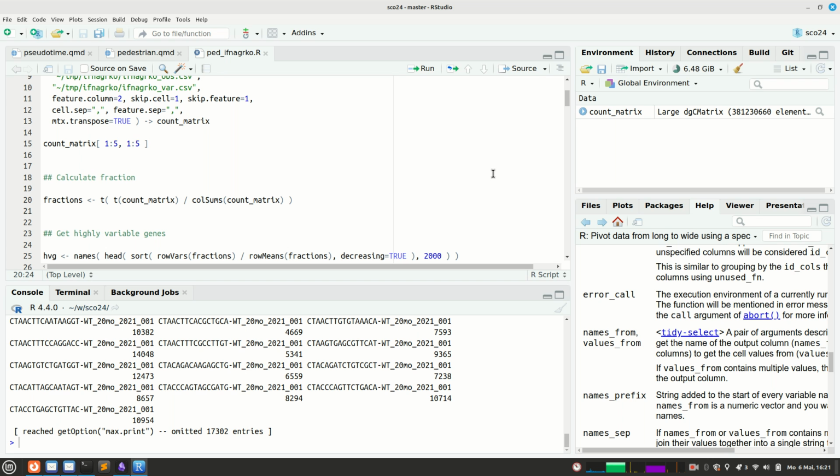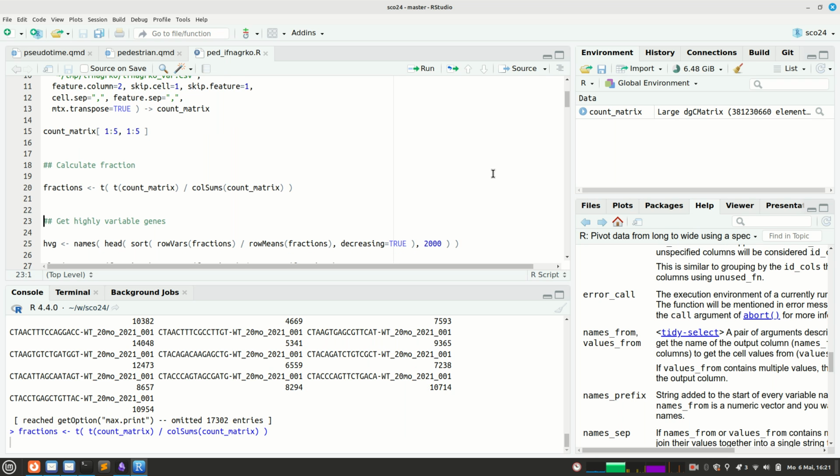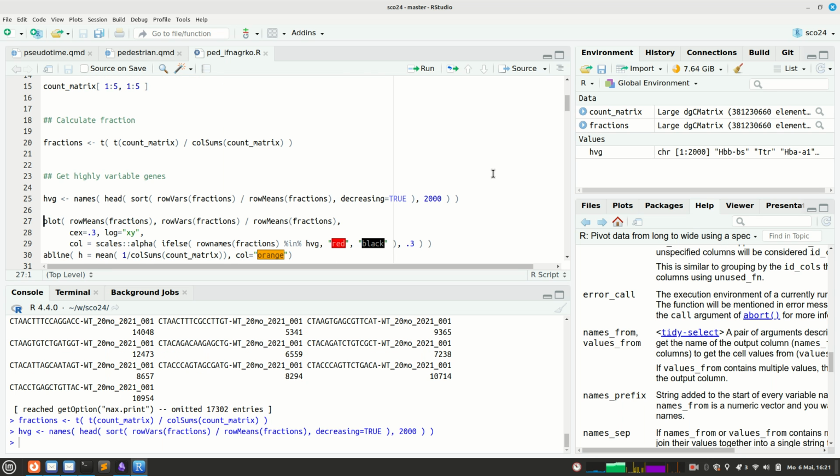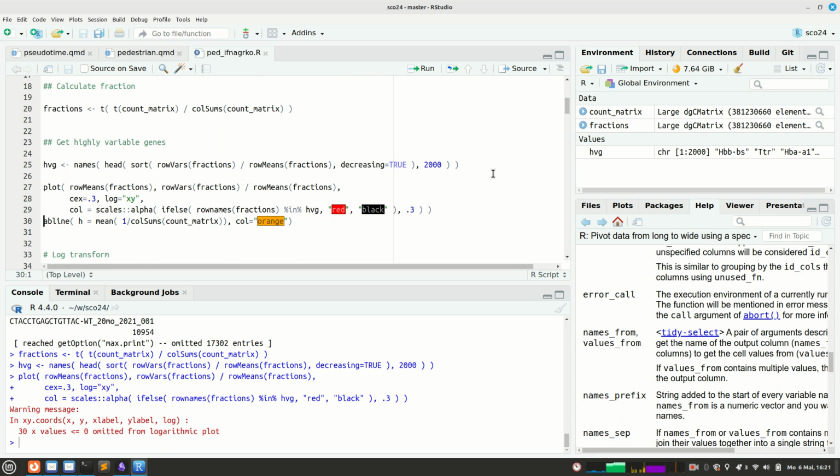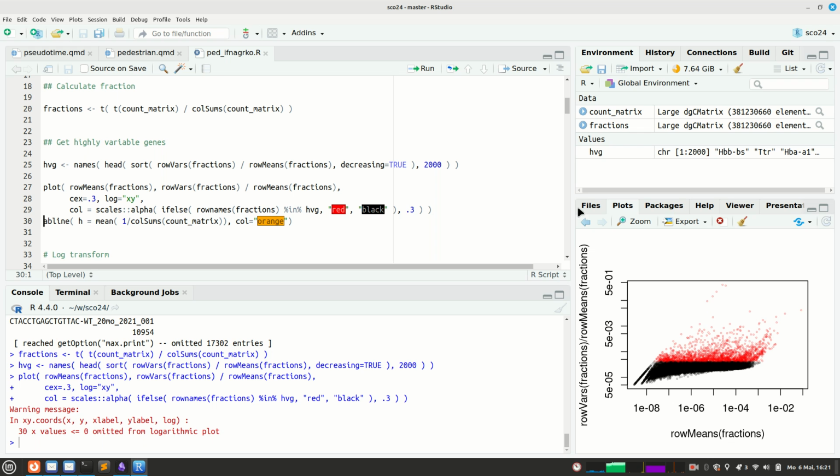And I divide each value in the matrix by its column sum to turn the matrix into a matrix of fractions. That means it tells us how many of all the reads for a given cell have fallen onto the gene in question. Then what we did last time is we plotted here the row means of this fraction on the x-axis.